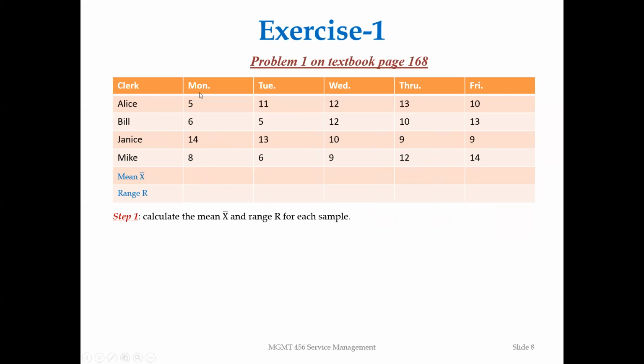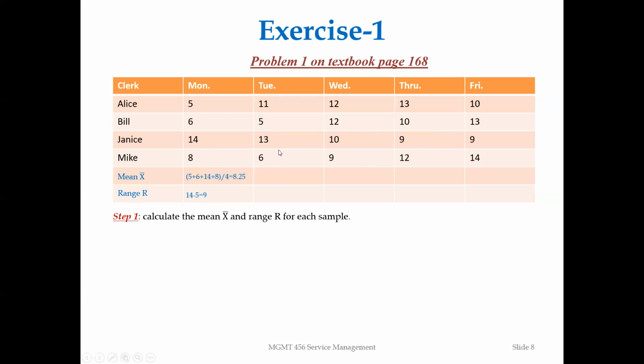Look at the first sample. What is X bar? We basically take the average of these 4 numbers: 5 plus 6 plus 14 plus 8, divided by 4. So the mean is 8.25. For the range, we calculate the difference between the maximum and the minimum. The maximum is 14, the minimum is 5, so 14 minus 5 equals 9.